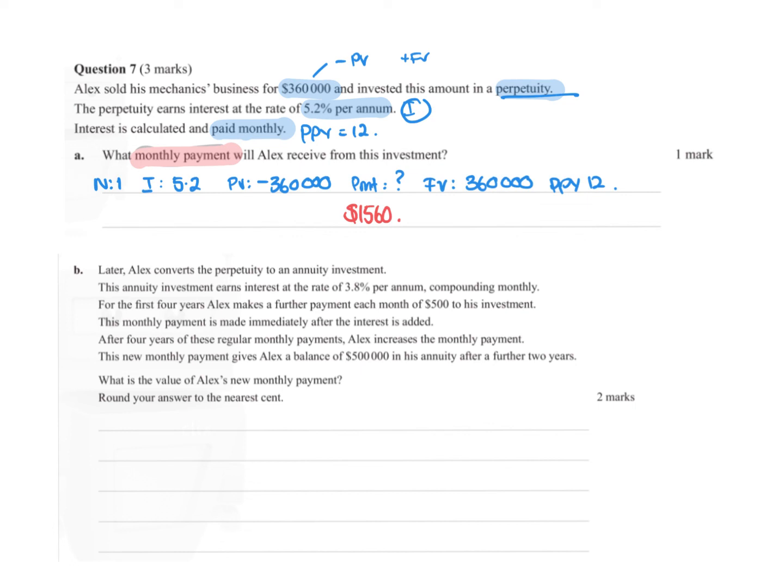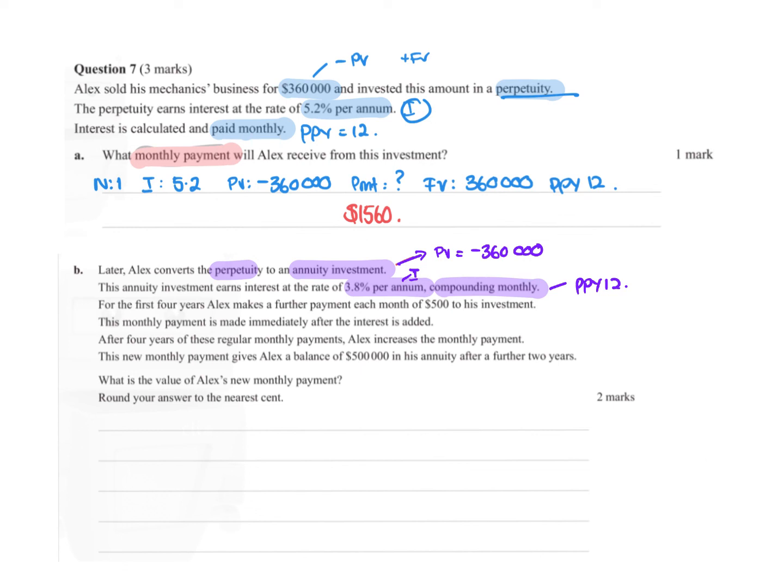Okay, later Alex converts the perpetuity to an annuity investment. The annuity investment earns 3.8% per annum, compounding monthly. So when it says it converts this perpetuity to an annuity investment, you do know what this PV is, because remember, the perpetuity value never changes. So your PV is still going to be negative 360,000. Compounding monthly, so we've got PPY of 12, and this is our new interest rate.